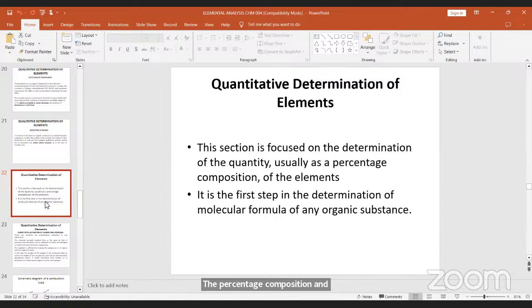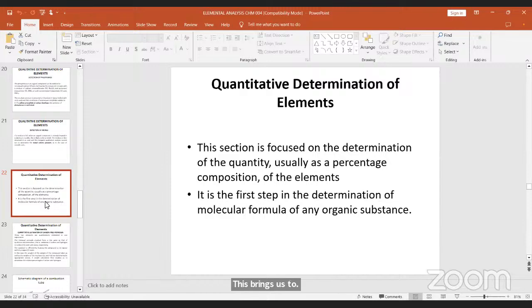Then, how do we now go on a bit to determine the percentage composition and the amount of each of these elements in the compound? Like I said, we won't be going deep into quantitative determination of these elements in organic compounds for your level, but we can do some sort of theoretical exercise on determining the amount of the compound.